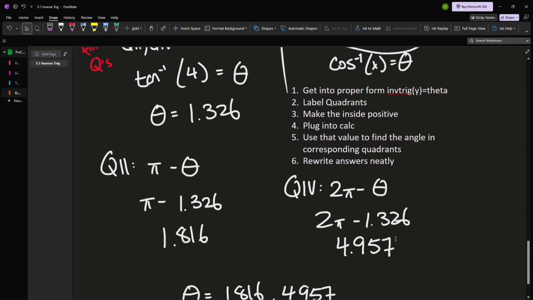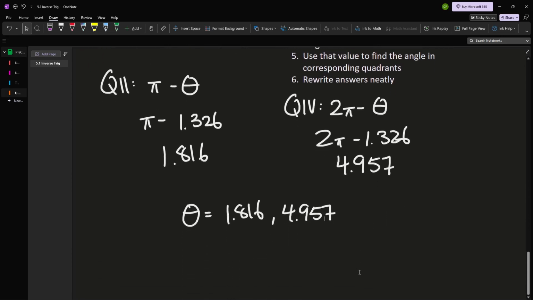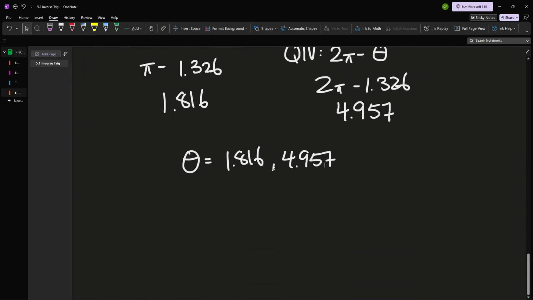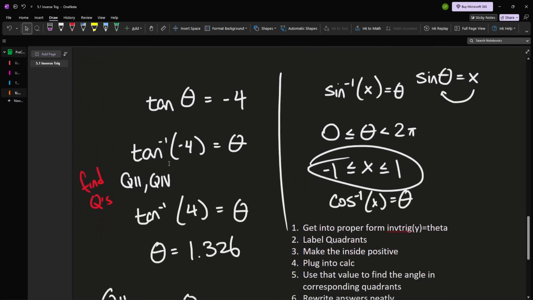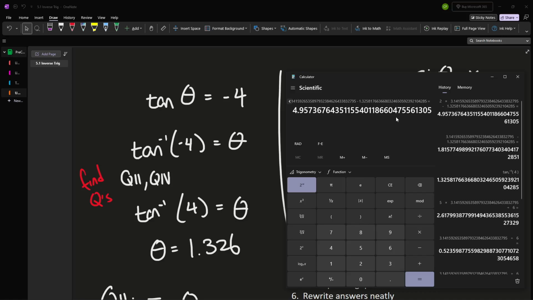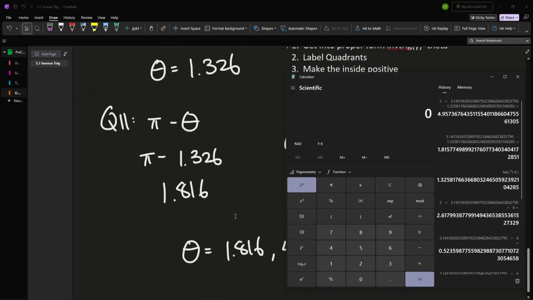And that is the whole procedure. You are able to check, like what we did before, by plugging this data back into our original equation. That is a great thing about algebra: when you find the correct answer and plug it back in, you must get the same thing. So if I do tangent of 1.816, I get negative 3.99.